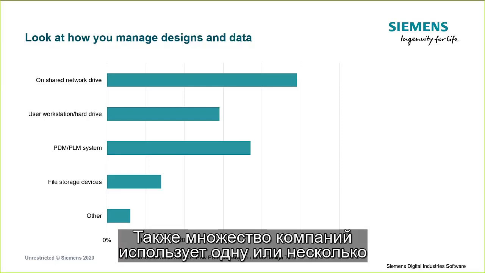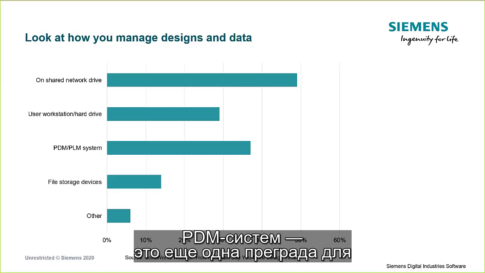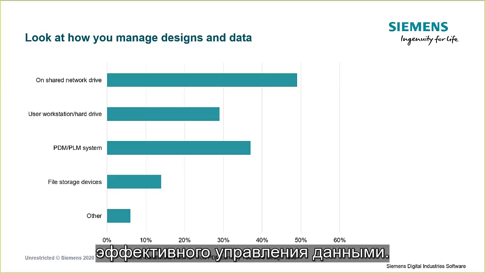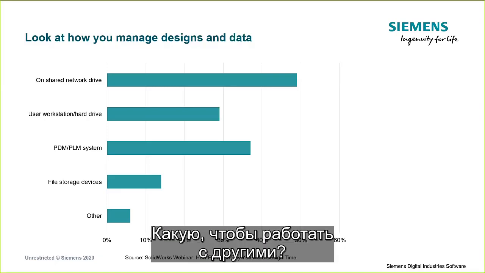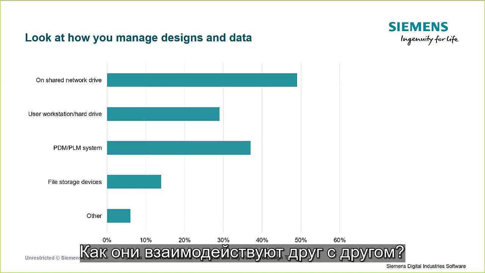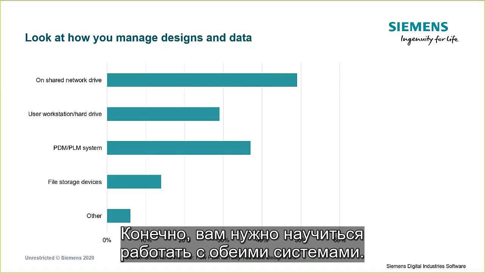About that same number of companies have either one or even multiple PDM systems. And multiple PDM systems are also a roadblock to managing data better. Which system do you need to go to for this information? Which system do you have to go to for that information? How do you work together? How do you find information in each system? Of course, you have to learn those systems as well.